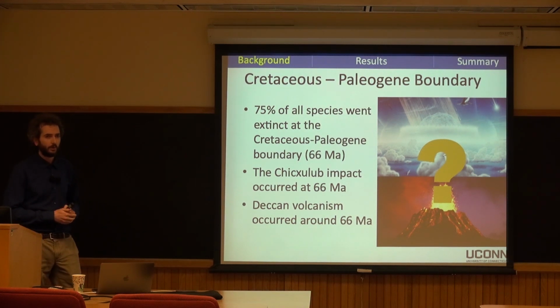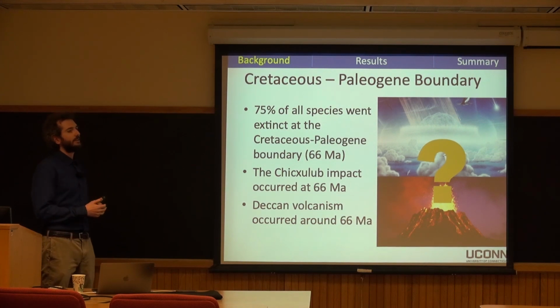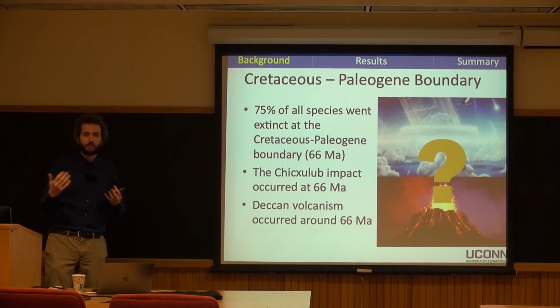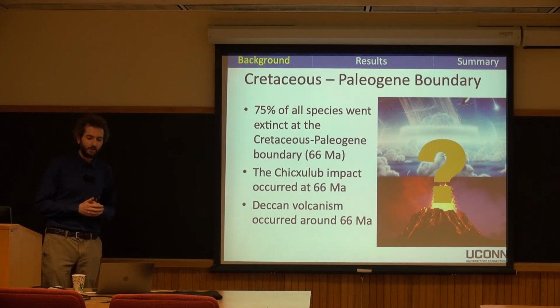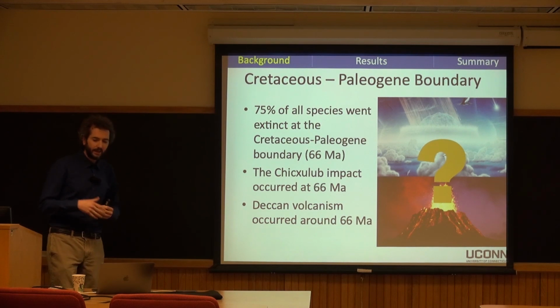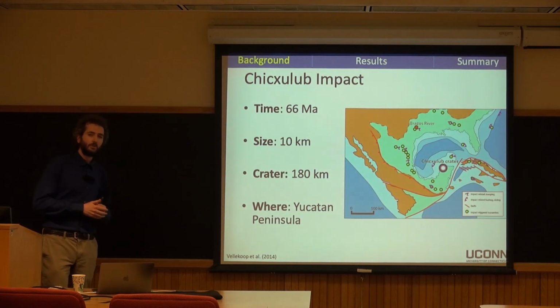So the Deccan traps were erupting over the Indian subcontinent at this time, and there's been a lot of debate in the community about what really led to this mass extinction. Could it all have been driven by an impact, or was it somewhat driven by volcanism, or all driven by volcanism? There's still a lot of debate within the community about the mechanisms. And so I'm trying to get at this here by looking at a small part of the aerosol responses to the impactor.